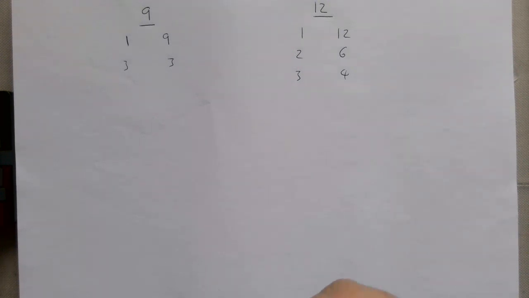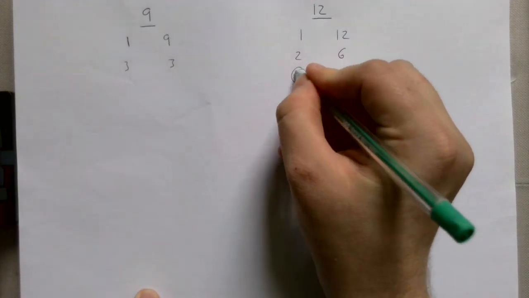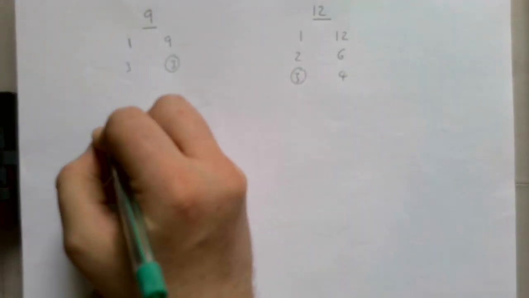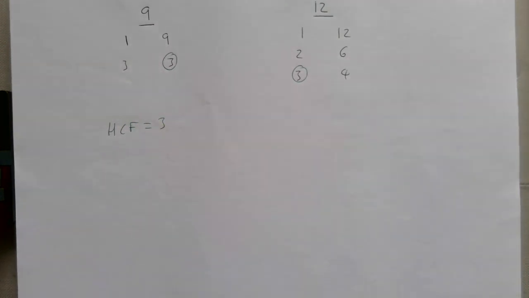Now to find the highest common factor, all we're doing is looking for the biggest number that appears in each set of factors. So we've got 3 there and 3 there, so our highest common factor is 3.